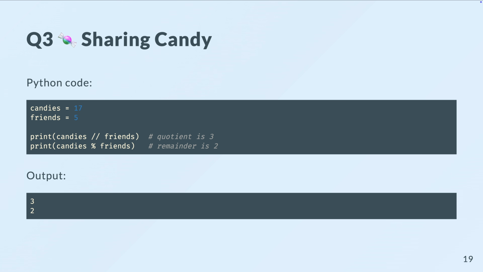Now the output. The first line is 3. It is the quotient. The second line is 2, the remainder. So each friend gets 3 candies, and 2 candies are left over.